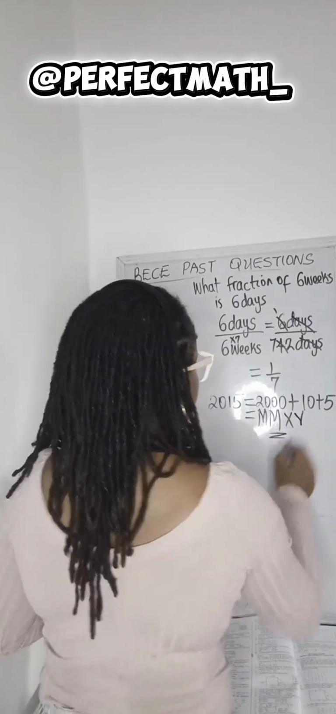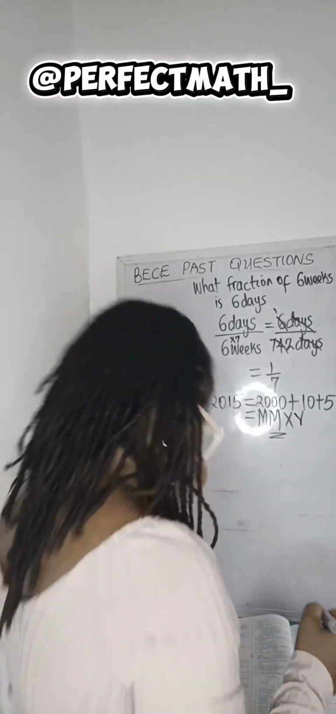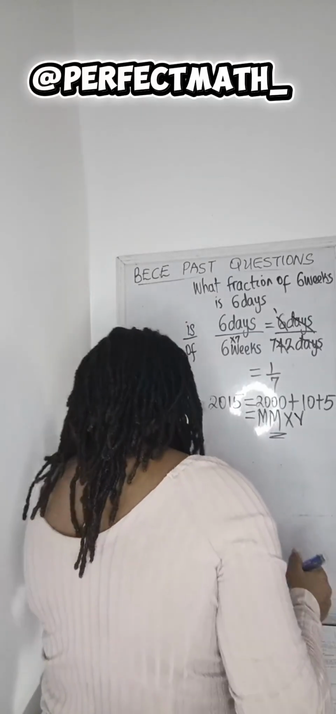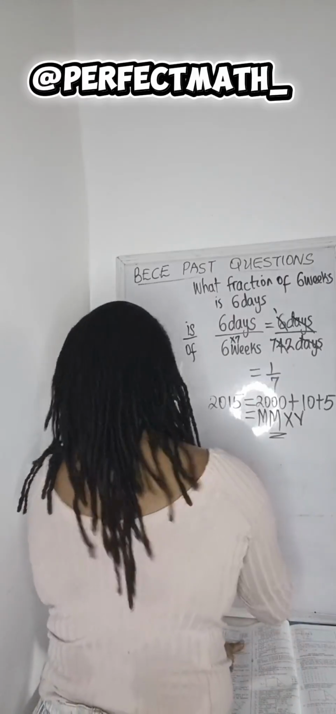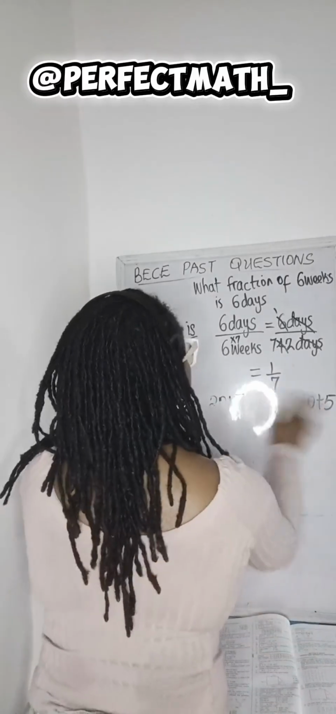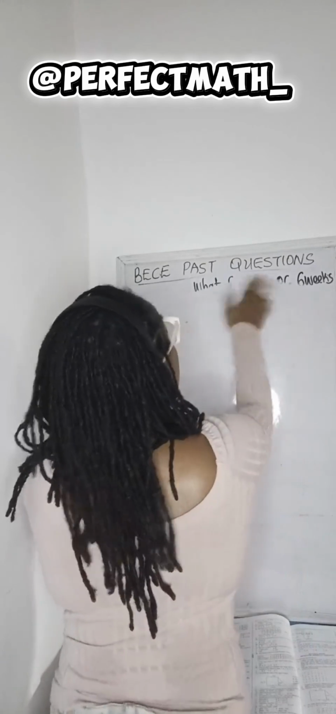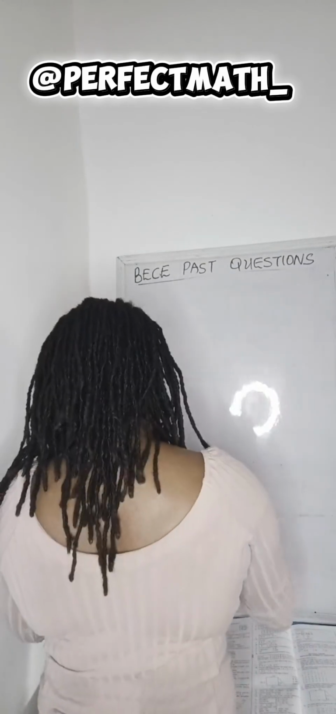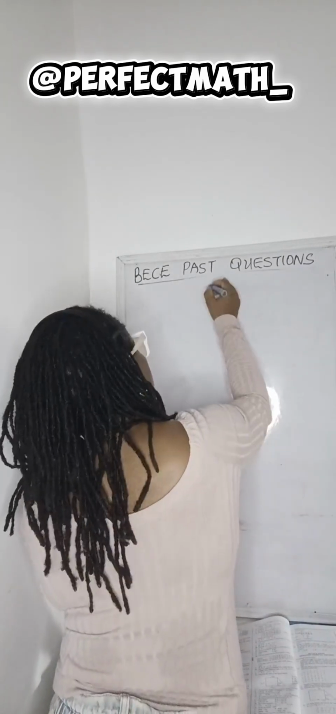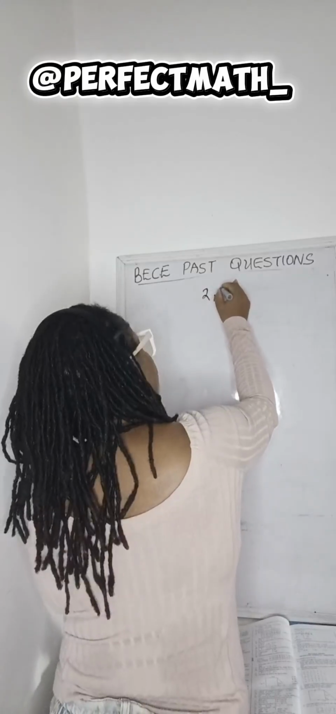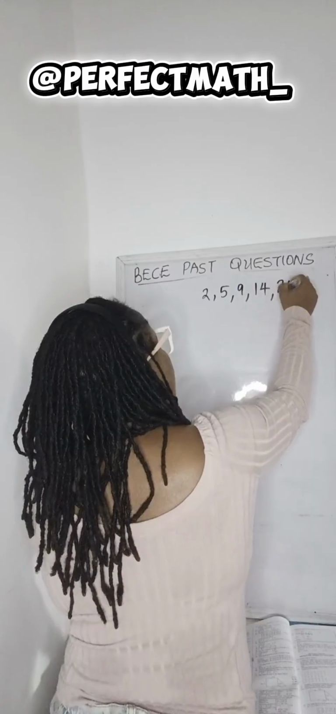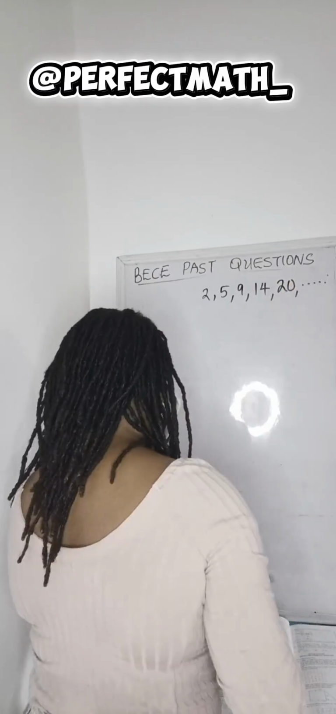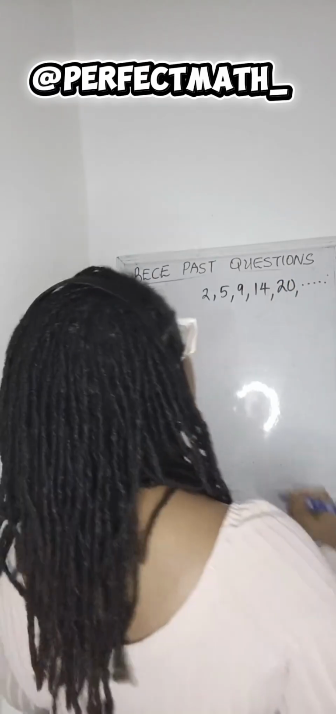So 2015 is MMXV. Now we've been told, okay, we have this sequence 2, 5, 9, 14, 20, and it goes on and on. Then we've been told to find the next two terms.